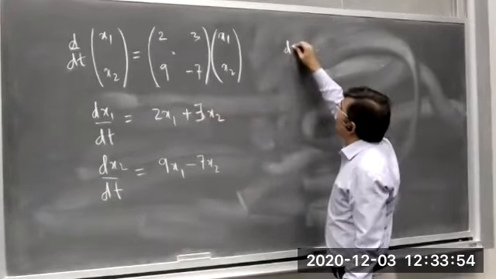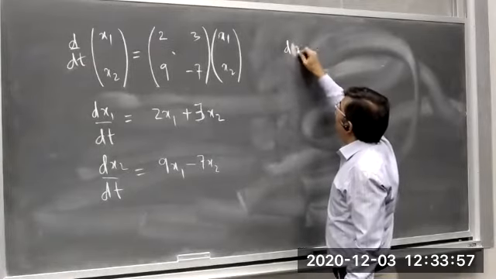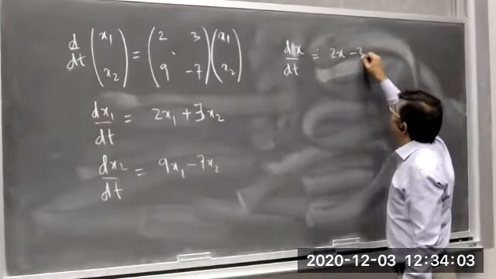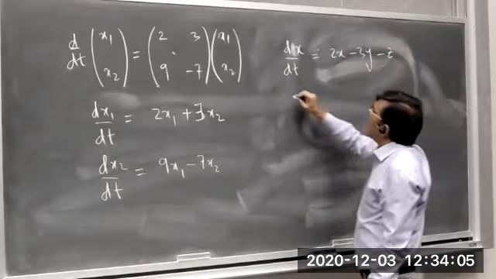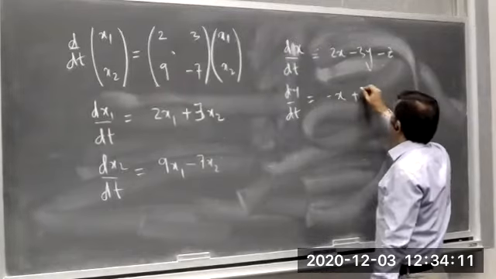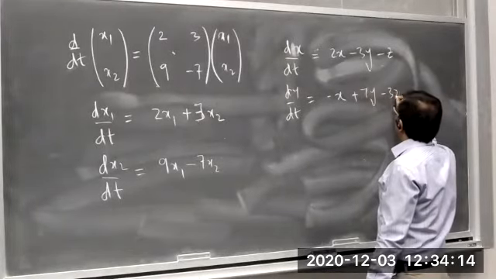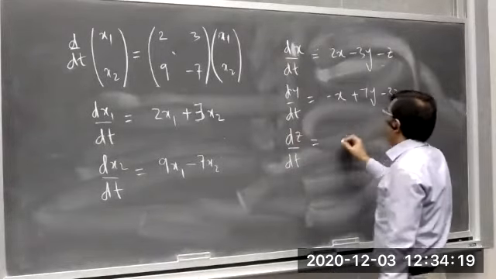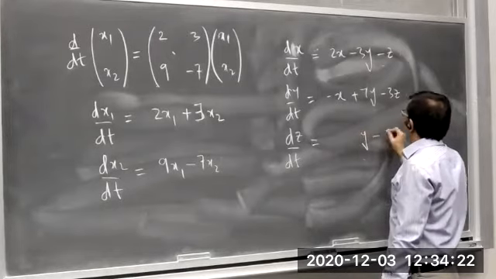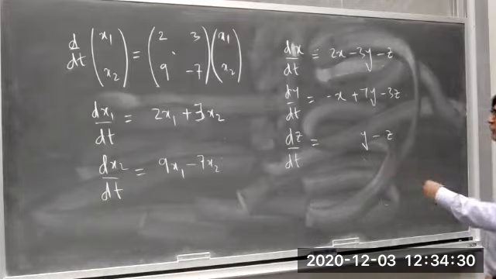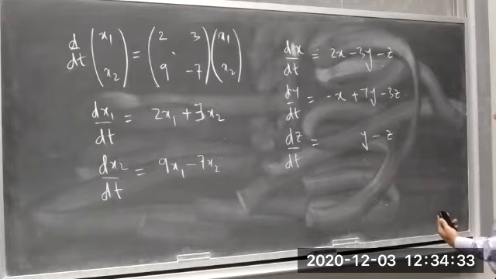For example, dx by dt is equal to 2x minus 3y minus z, and dy by dt is equal to negative x plus 7y minus 3z, and dz by dt could be only y minus z. Okay, this is a 3 by 3 system. It has 3 dependent, unknown variables, and t is the independent variable.